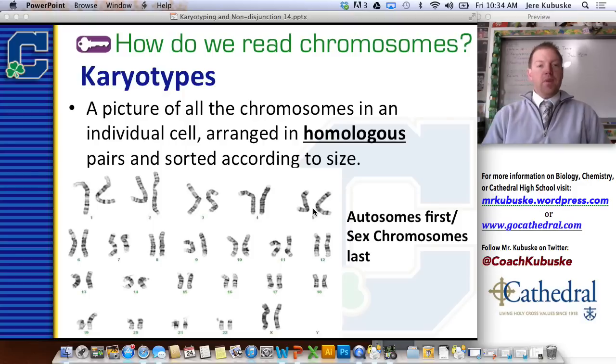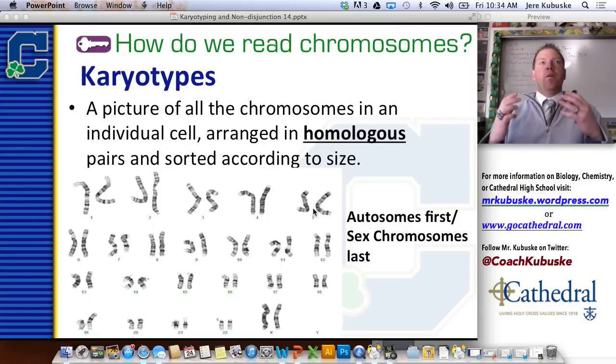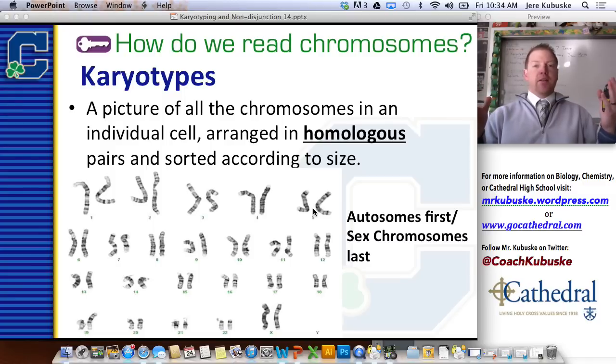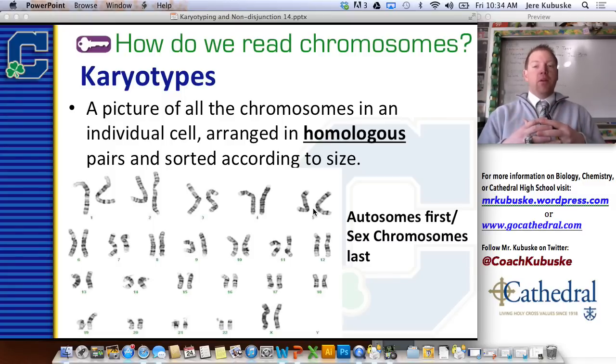All right, so how do we read chromosomes? That's the first question we're trying to answer. We've got these 46 chromosomes in our diploid cells. What do we do with them? How do we use them? What we'll do is put them in order from biggest to smallest, autosomes first and the two little sex chromosomes last, and we're going to call that picture of our 23 chromosomes a karyotype.